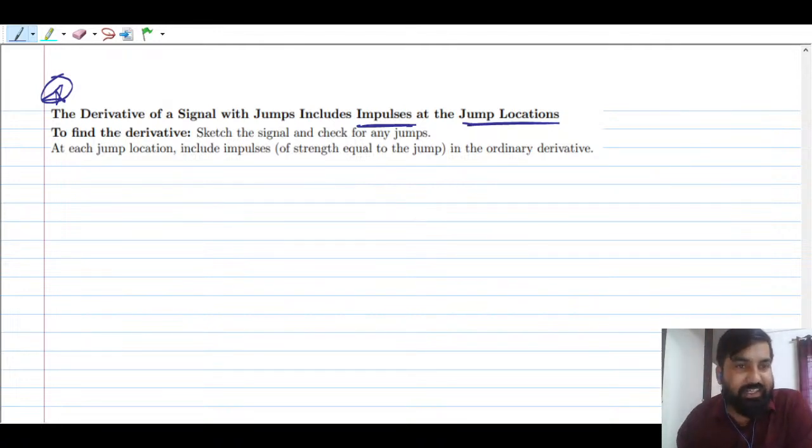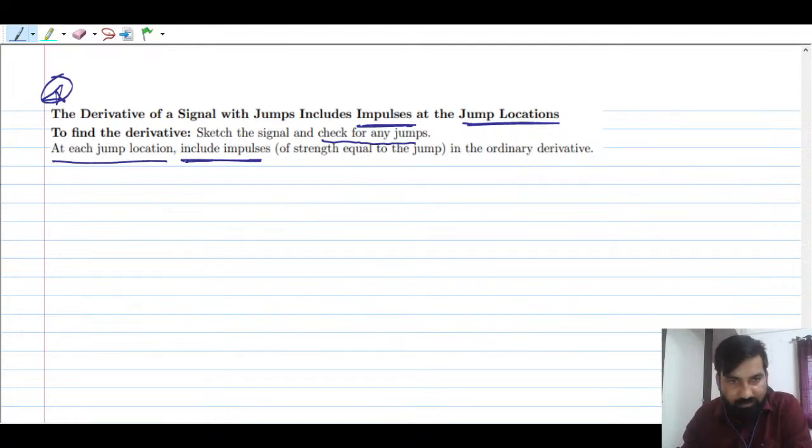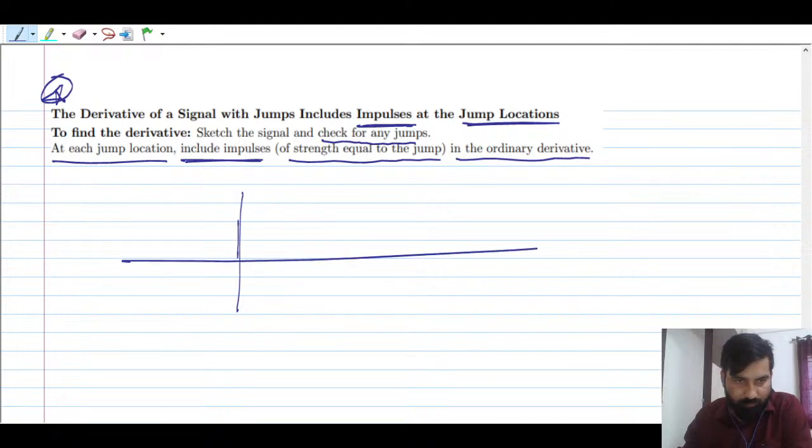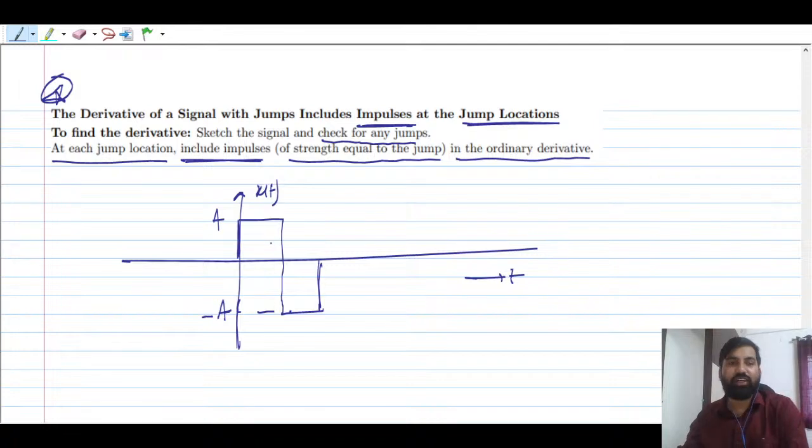So to find the derivative, what you have to do is sketch the signal and check for any jump. At each jump, include an impulse of a strength equal to the jump in the ordinary derivative. Suppose you have this kind of situation. Let me draw here. Suppose this is a pulse, it is A, and this is going to be minus A, and you have to differentiate this. How many jumps are there? One jump is here, second jump, and there is a third jump. 3 jumps are there, means there will be 3 impulses.